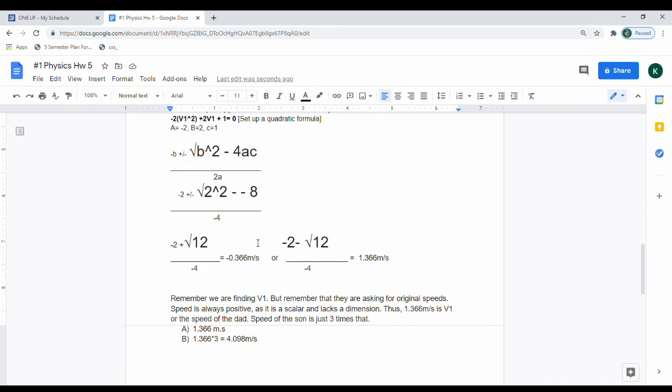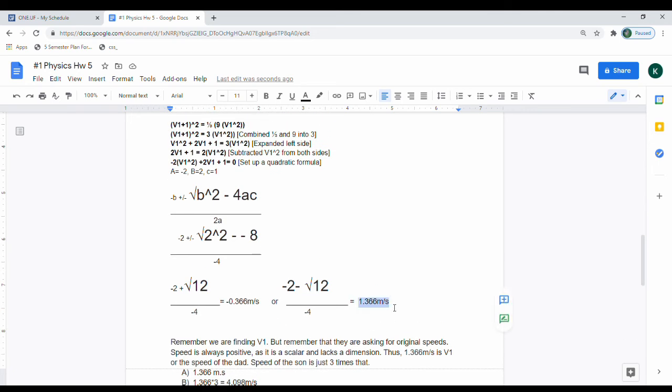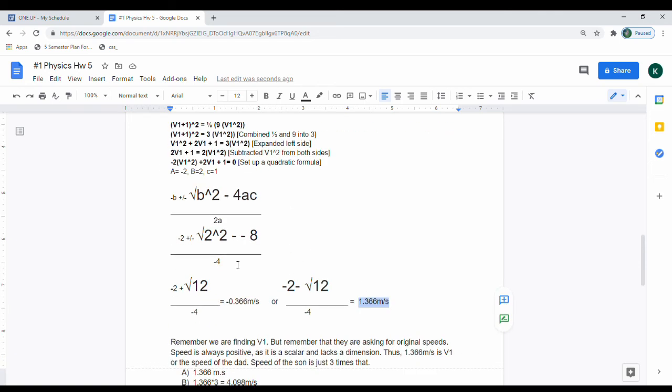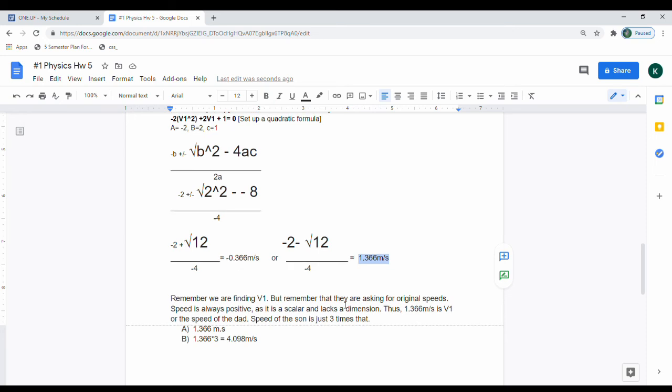And then going through the quadratic formula, you will find this. It's asking for speed, so speed's always positive, so it's only this positive number. And remember, what we found here, at least in my work, was v1. So now we know what v1 is. And the speed of the son is just 3 times that.